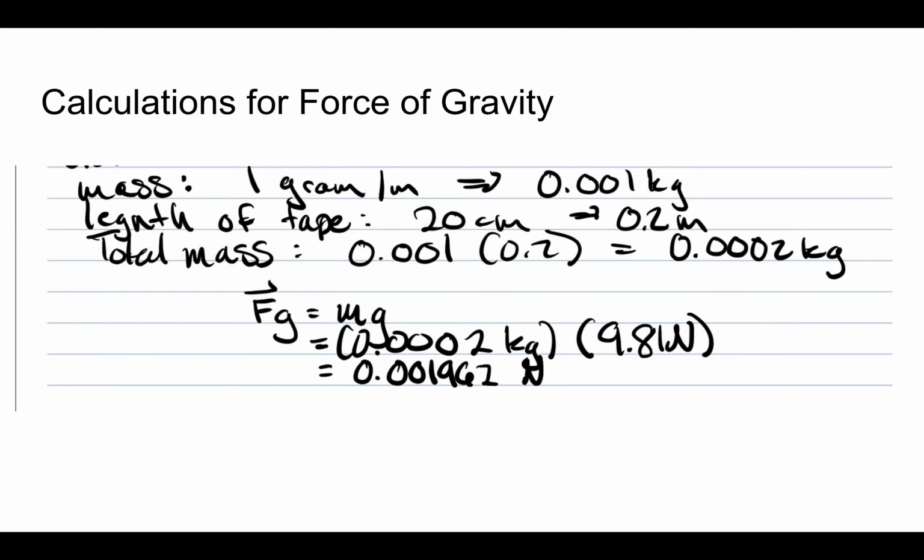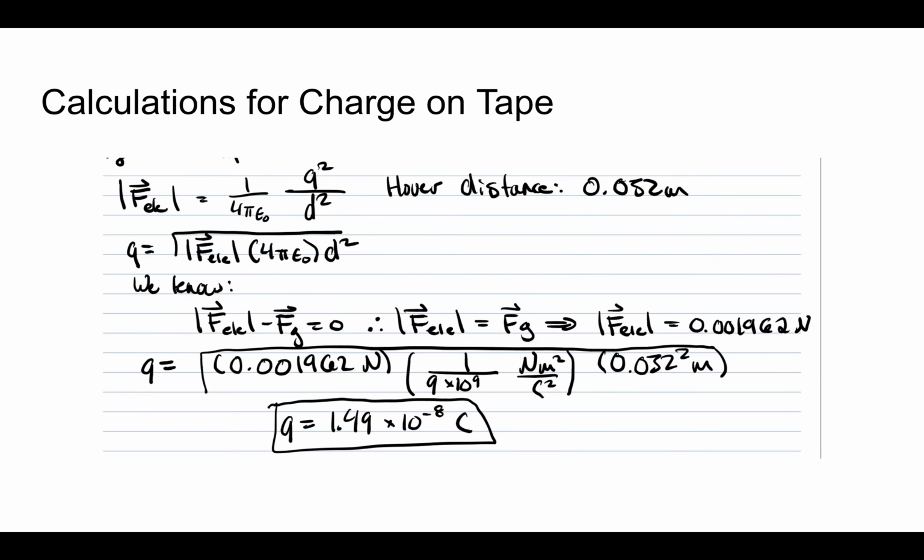So firstly, to find the charge on tape, we need to find the force of gravity, which is done by multiplying the mass of the tape times the acceleration of gravity. After you found that, you can move into using Coulomb's law. So you're allowed to assume the charge and the distance are the same for both particles. And after some algebra, you can get that Q equals the square root of the electric force times 4 pi epsilon naught times d squared.